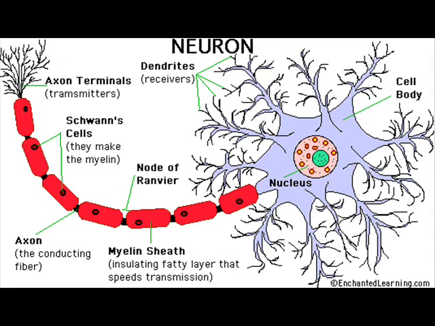A neuron is an example of a nerve cell. This is a specialized cell and therefore has different structures than an average cell.